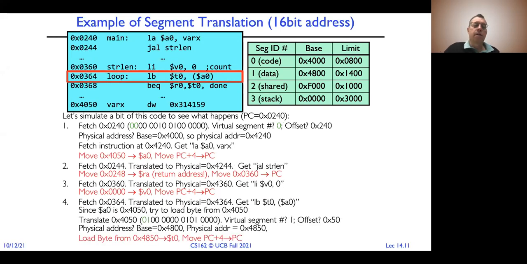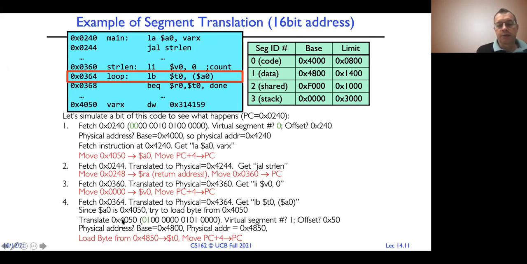And the next instruction is at address 364. This instruction loads what is at the address stored in A0. Remember that what is stored in A0 was the var X address, which is 4050. So now we want to load into register T0 the content of the address var X, so of the address 4050. When we want to access it, to see what the content is at that virtual address.